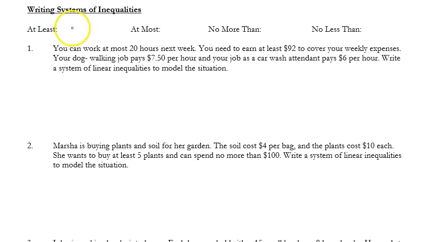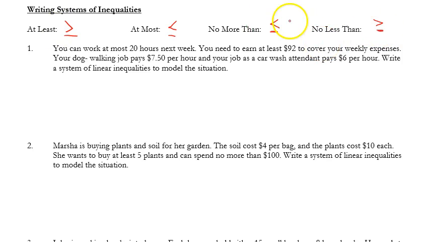So the tricky inequality symbols, the words at least, at most, no more than, no less than, those are the tricky ones. So let's remember, as we're going through this, when we see at least, that is a greater than or equal to. At most is a less than or equal to. No more than would be less than, but it has to be the exact opposite. So that actually has to be less than or equal to, and no less than would be greater. No less than is greater than, but it's an or equal to as well.